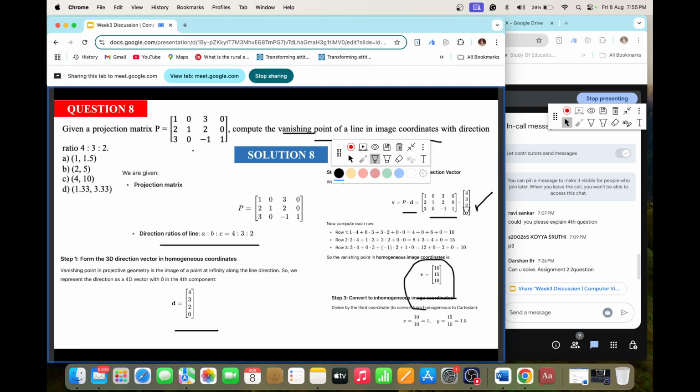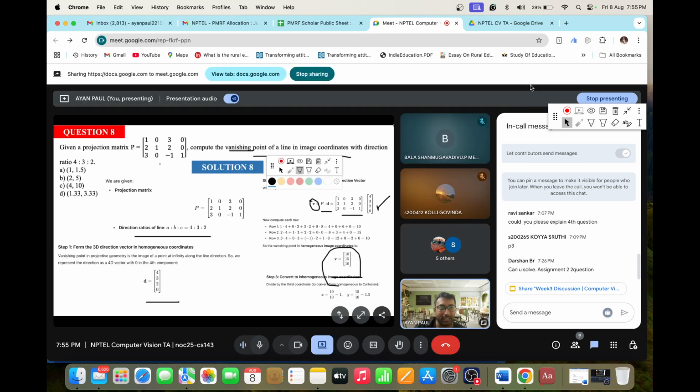Okay, and P is already given, so just multiply P into D and you will get the vanishing point. So it is clear, right? Any doubt regarding this question? No doubt, right?